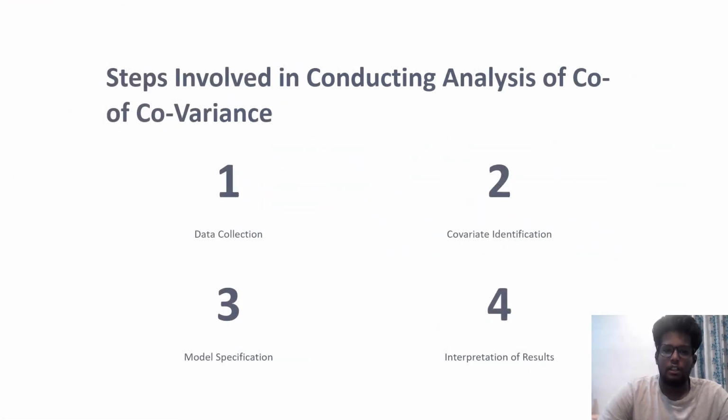Next, the steps involved in conducting analysis of covariance are: first is data collection, next is covariate identification, the third step is model specification, and the fourth one is the interpretation of results.